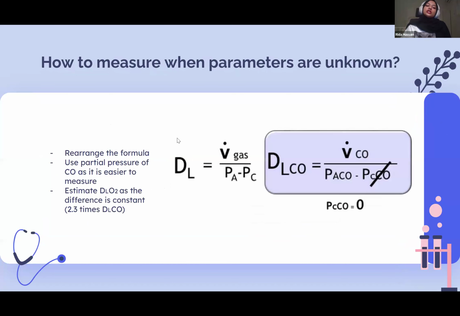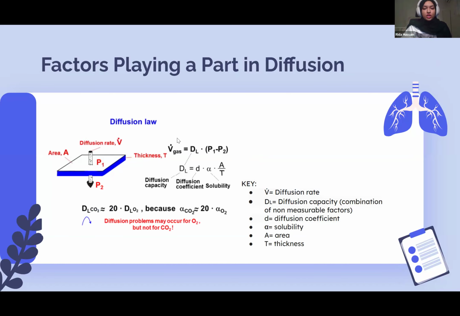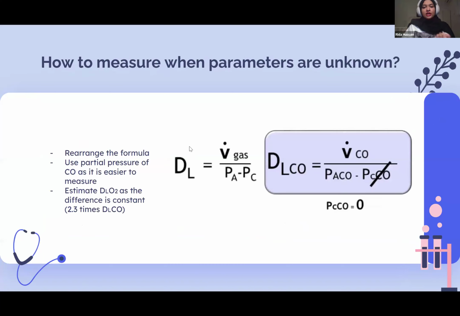Basically, what we did over here is that we rearranged the first equation, which is this one. We made DL, diffusion capacity, the subject of the equation. And carbon monoxide is used to measure DL. Why is this so? Carbon monoxide was used because carbon monoxide exerts basically zero pressure when it's in the bloodstream. So that is one less parameter we have to work with. So we can just cancel it out, making it easier to find out DL, right?